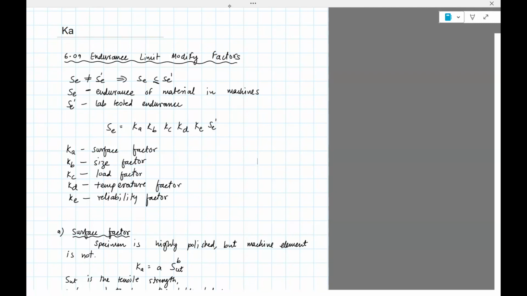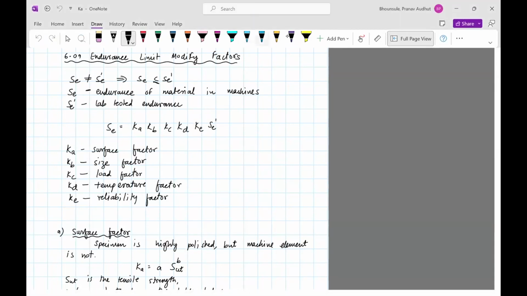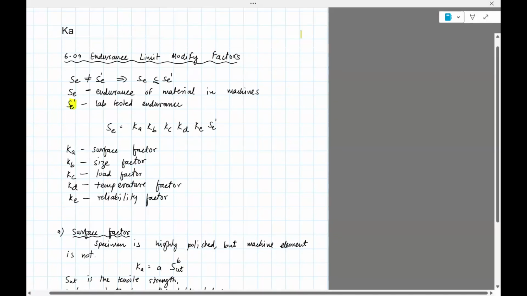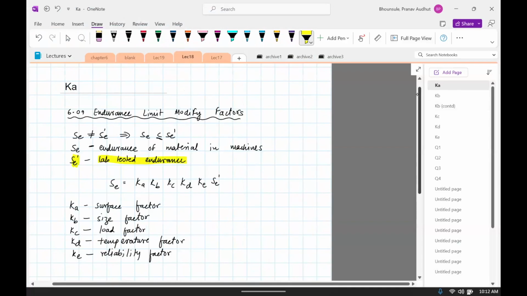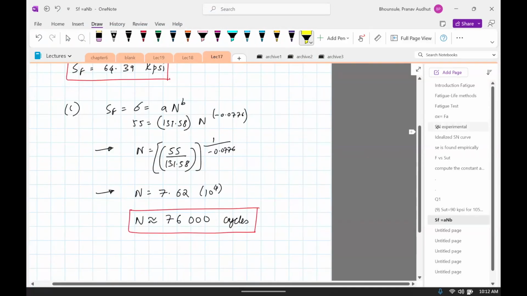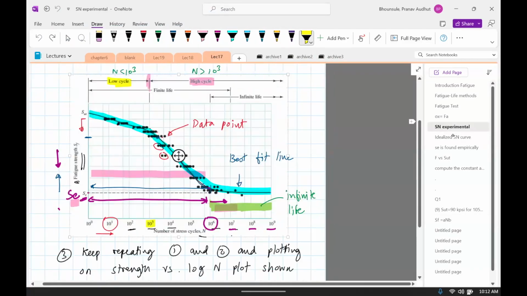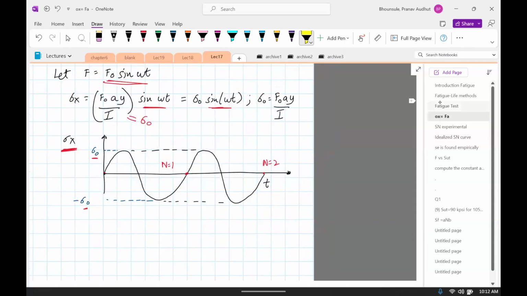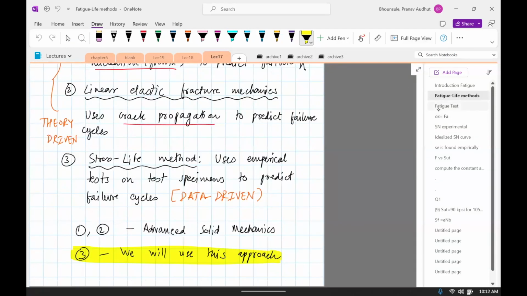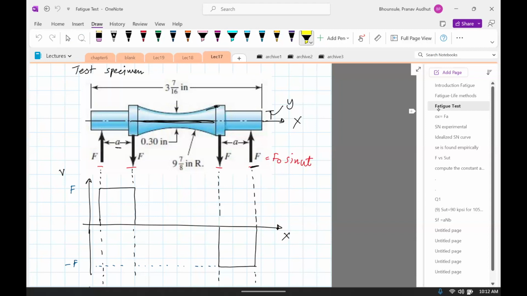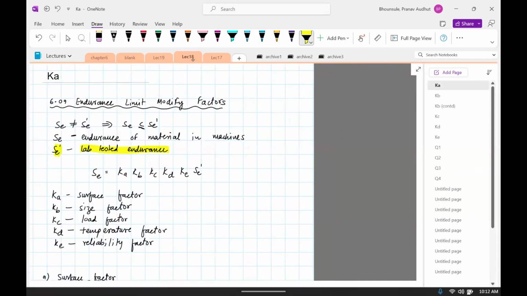So, okay, what we're going to do now is talk a little bit about the endurance limit. We know that there is an endurance limit SE prime, which we computed from a lab tested endurance specimen. I actually showed that to you. This specimen gave us SE prime. So that came from the lab tested endurance specimen.